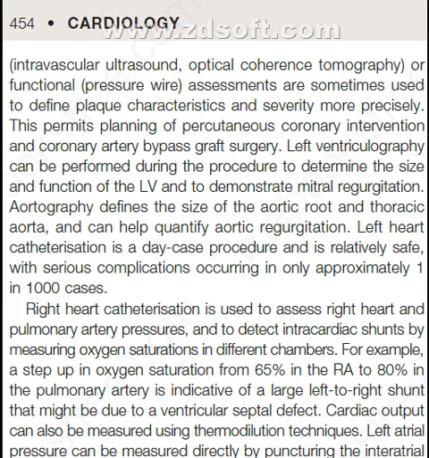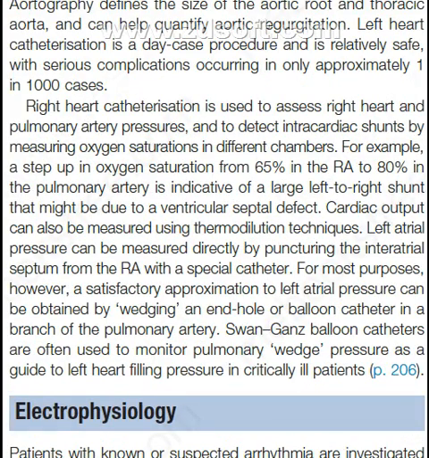Right heart catheterization is used to assess right heart and pulmonary artery pressures and to detect intracardiac shunts by measuring oxygen saturations in different chambers. For example, a step up in oxygen saturation from 65% in the right atrium to 80% in the pulmonary artery is indicative of a large left to right shunt that might be due to a ventricular septal defect.